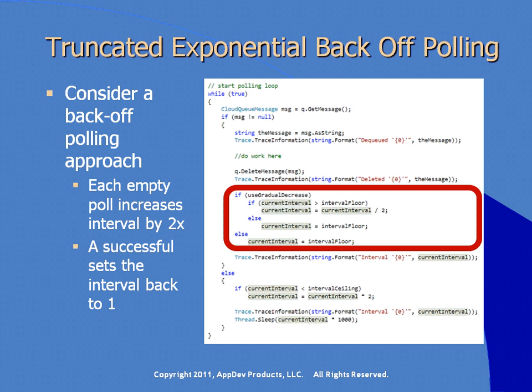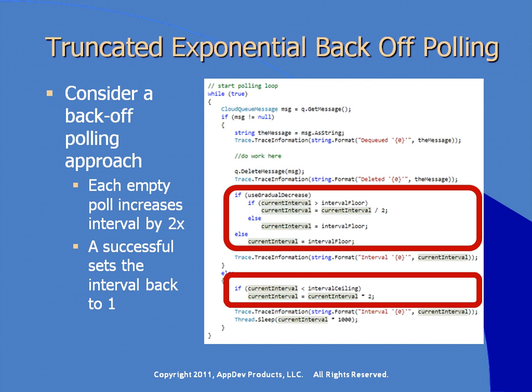In this example, it says if I find something, gradually decrease my polling interval. Otherwise, if I find nothing to process, increase my polling interval by 2, and then sleep for that period of time.